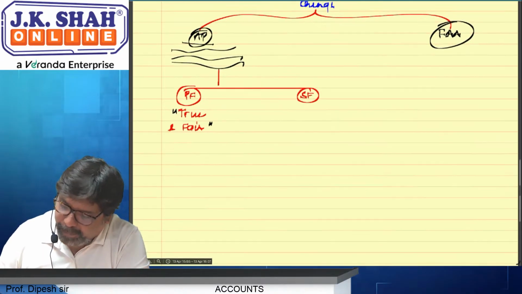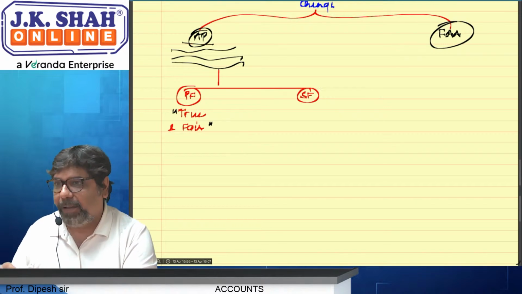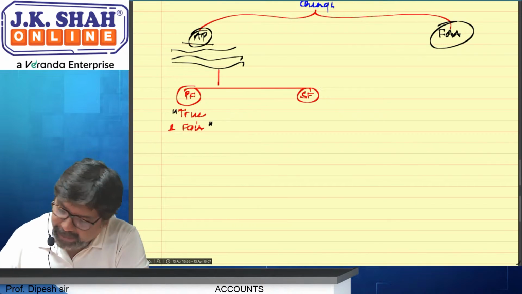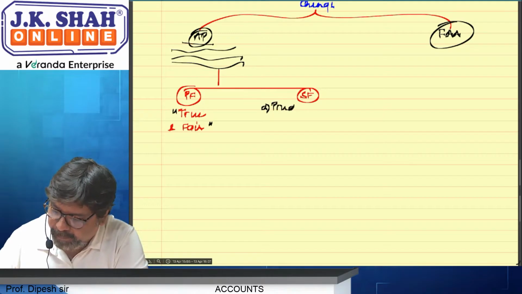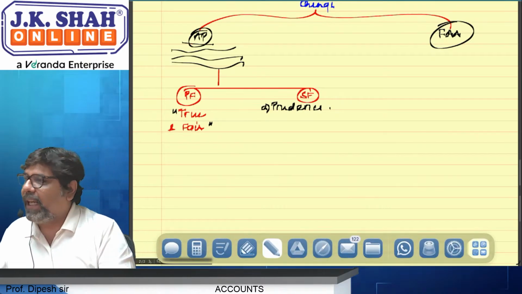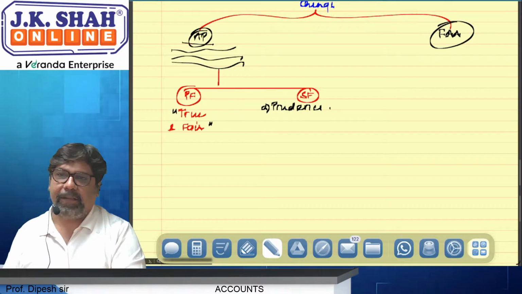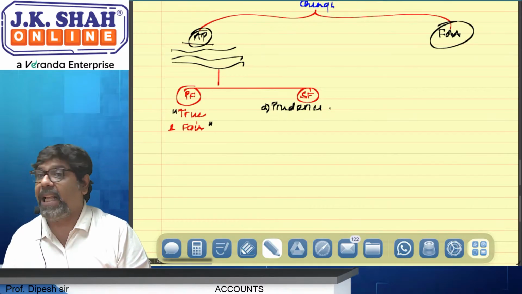Secondary factors: you should make sure that the accounting policy you are selecting follows prudence. Prudence means you can account for future estimated losses, but you cannot account for future estimated gains.